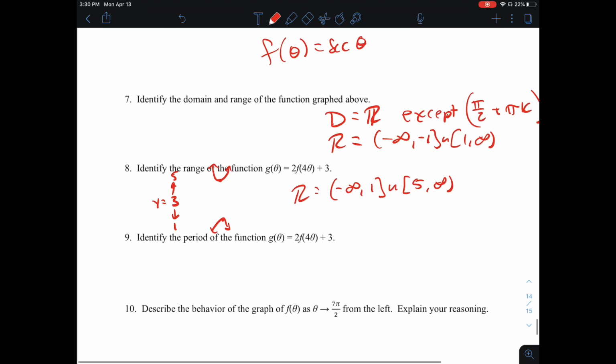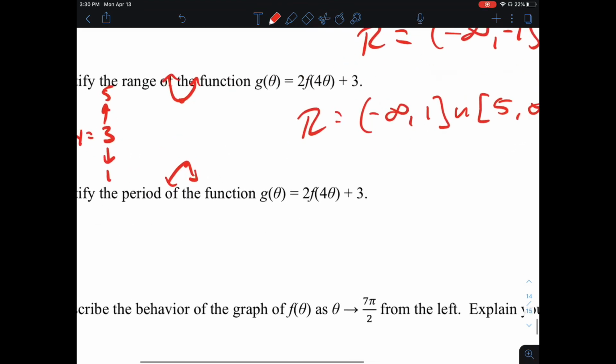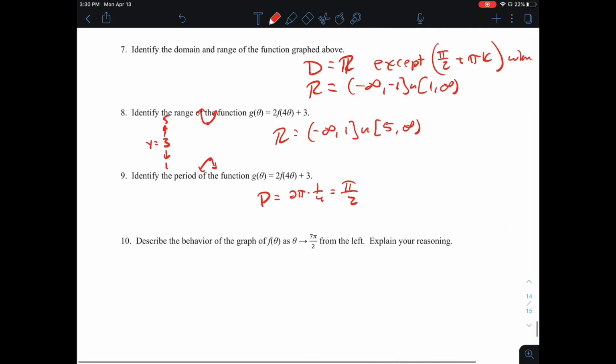Now identify the period of the function. Well, this 4 is going to take the period and it's going to dilate it by 1/4. So the period is going to be, normally it's 2 pi, dilate it by 1/4, the period is going to be pi over 2.